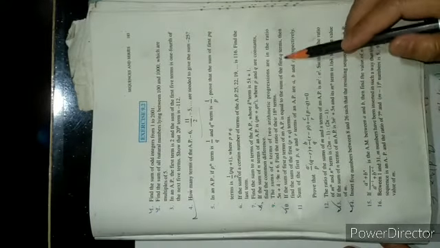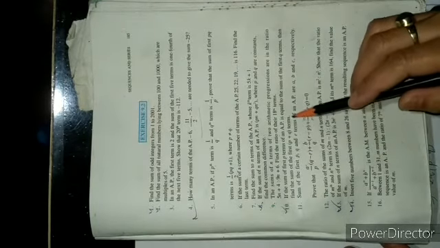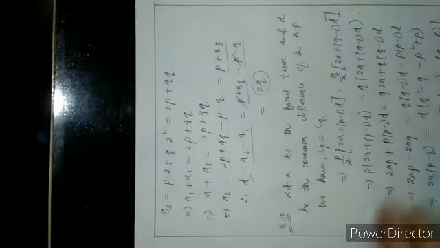Next question, question number 10. If the sum of the first P terms of an AP is equal to the sum of the first Q terms, then find the sum of the first P plus Q terms. The sum of the first P terms of an arithmetic progression equals the sum of the first Q terms of the AP. Then find the sum of the first P plus Q terms.